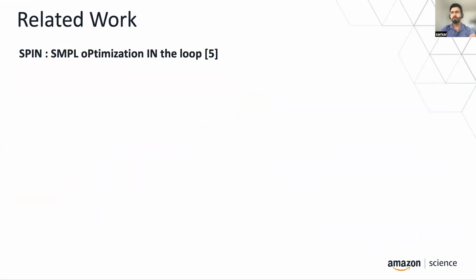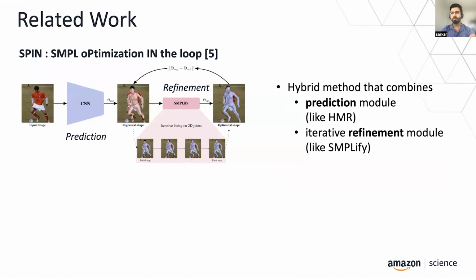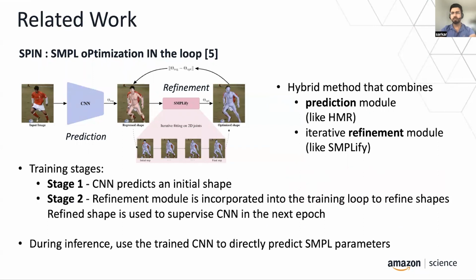We present another method, SPIN, which is a hybrid approach that combines the two types of approaches. It combines a prediction module like HMR and an iterative module like SMPLify. It is trained in two stages. In the first stage, the CNN predicts an initial shape which is not perfectly aligned. In the second stage, the refinement module is incorporated inside the training loop and refines the shape, as you can see in the figure. The refined shape is then used as pseudo ground truth for training the CNN in the next epoch. During inference, only the trained CNN is used to directly predict the SMPL parameters.